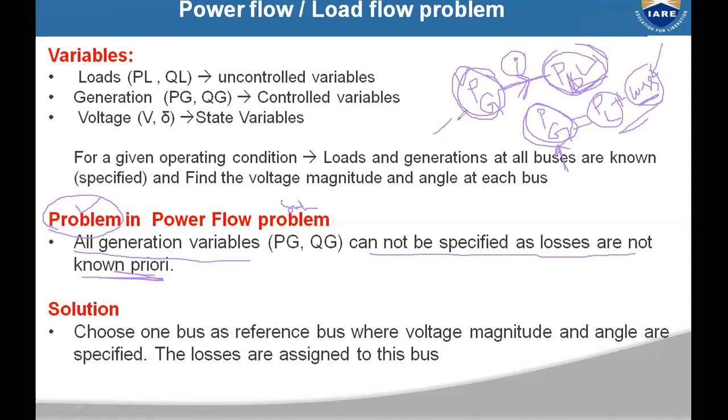So I will explain again. You have PG, which is the generated power, and PL, the load demanded power, right? The generated power will be transmitted to the load through transmission lines. So in the transmission line, there will be some loss.